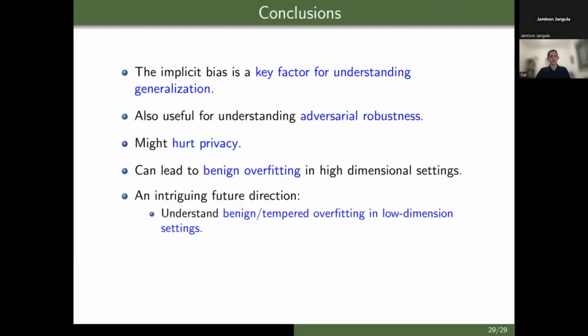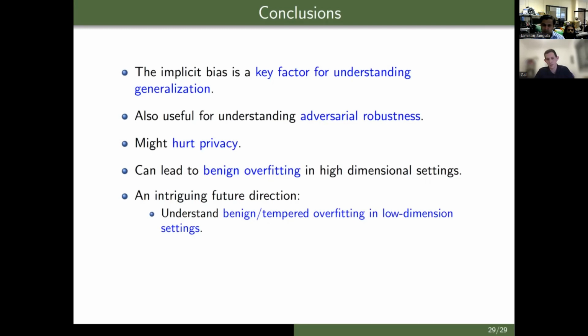Okay, so I will conclude. We said that the implicit bias seems to be a key factor for understanding generalization in deep learning, and we've proved that in some settings we can use it in order to actually prove that the neural network generalizes as well. And then we also said that the implicit bias is useful for understanding adversarial robustness, and we also said that it might hurt privacy in some settings.